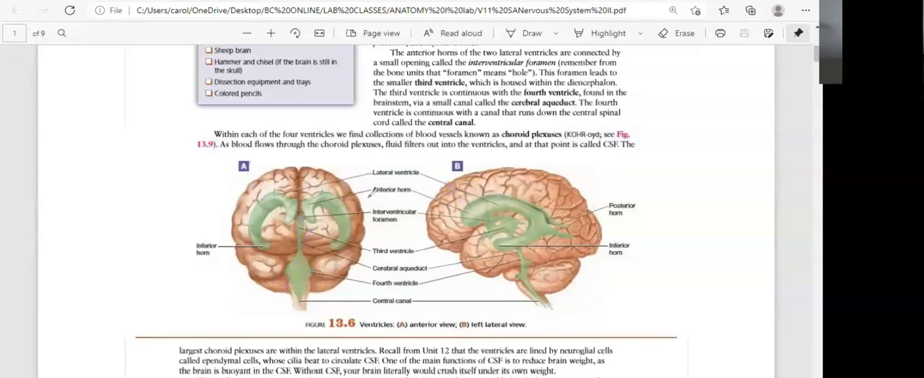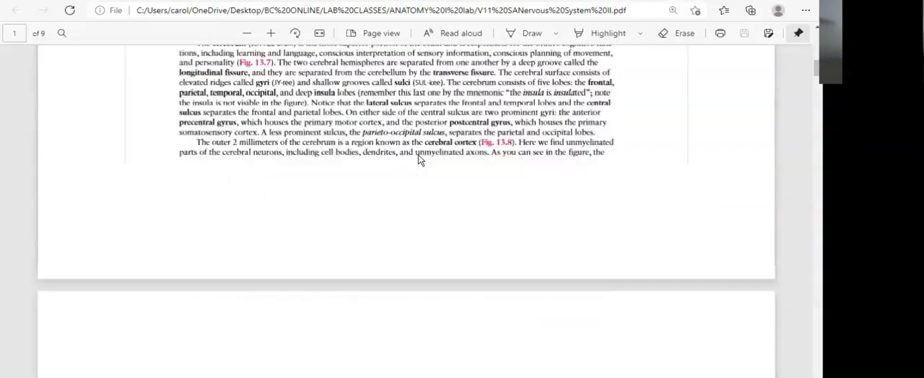The fluid is going to be produced in the choroid plexus because in there we're going to have the ependymal cells. Now we're going to have in there interventricular foramens that are going to communicate the lateral ventricles with the third ventricle. And then we're going to have the cerebral aqueduct that communicates the third ventricle with the fourth ventricle. And from here, you can see down here, the central canal that will take the fluid from your brain into your spinal cord.